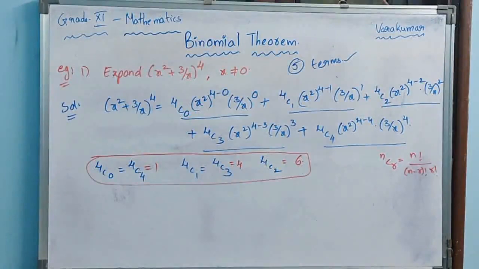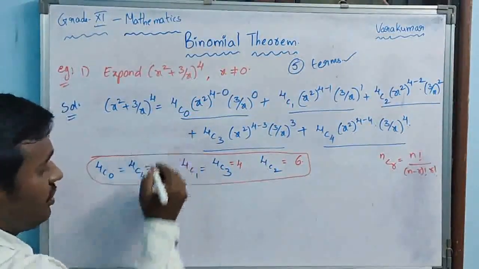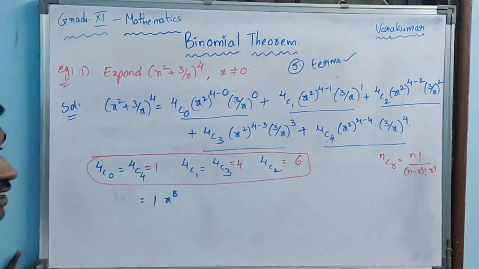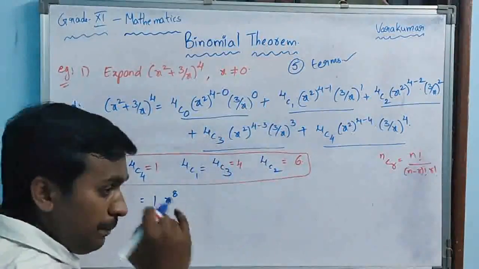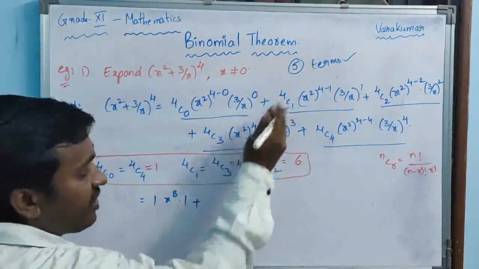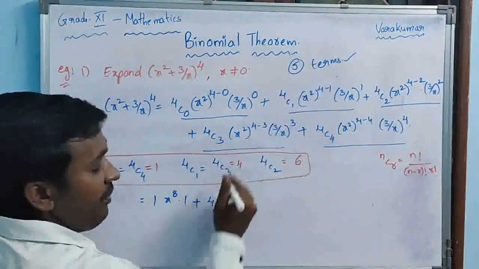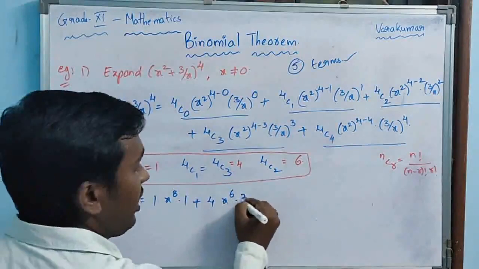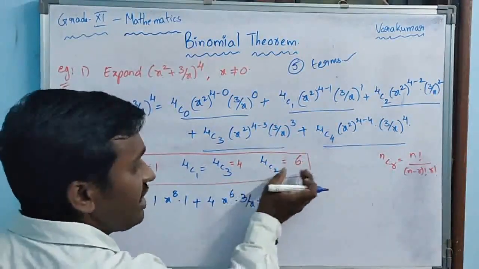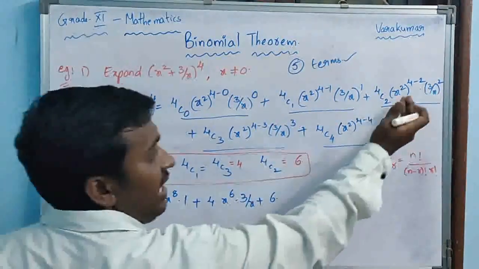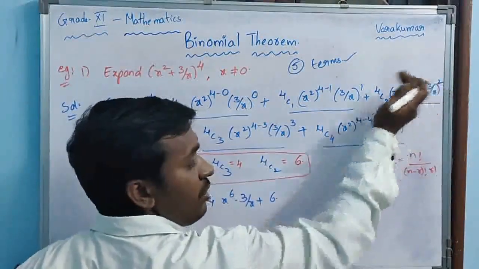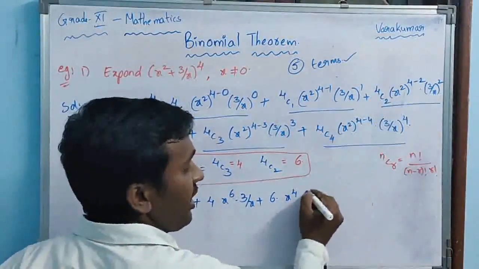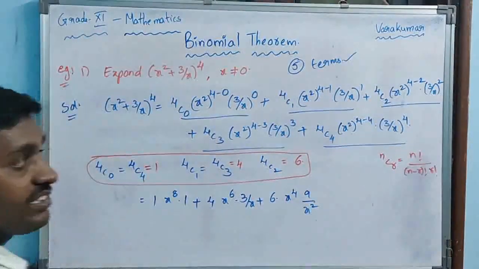Now please substitute all these values in the expansion. In 4c0, which is 1, (x²)^4 is x^8, and (3/x)^0 is 1, since anything to the power 0 is always 1. Then 4c1 is 4 and (x²)^3 is x^6, times 3/x. And 4c2 is 6 and (x²)^2 is x^4, and (3/x)^2 is 9/x², because 3²/x².